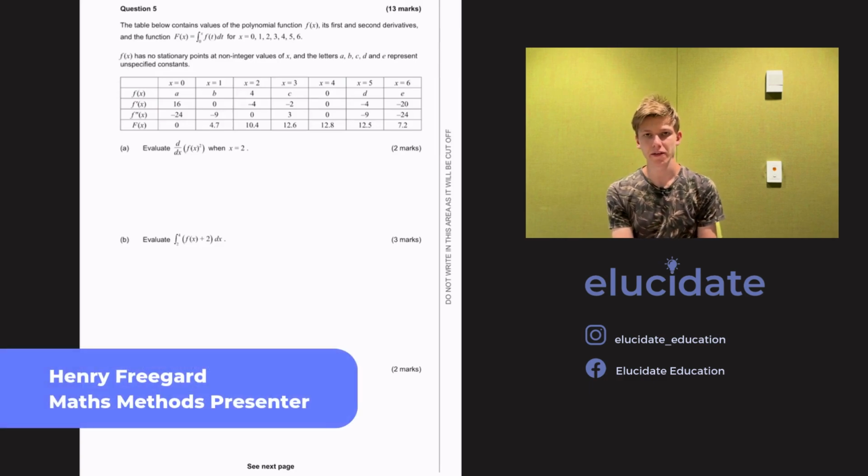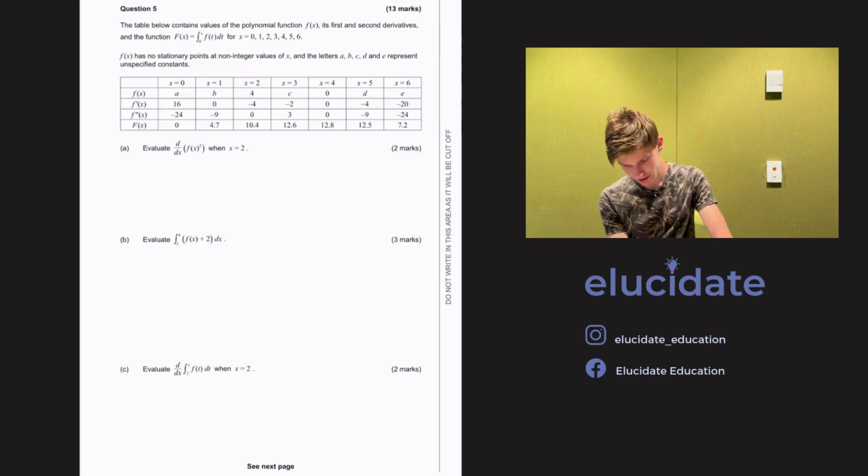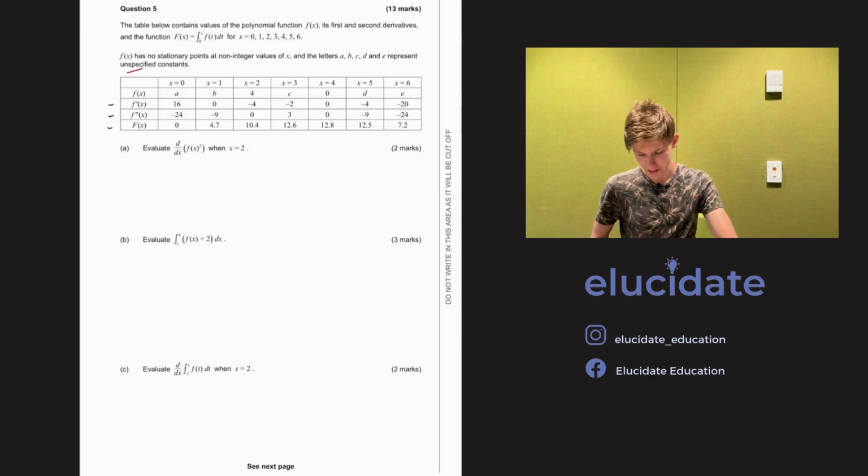Okay, for this question, we are given the table of values for a function and its derivatives with a few missing, and we're asked to evaluate some of the following things below. It has given us that a, b, c, and d are unspecified constants, so we don't really know what they are, but we do have information about the first derivative, the second derivative, and the integrated function everywhere. So, let's have a look at this first question.